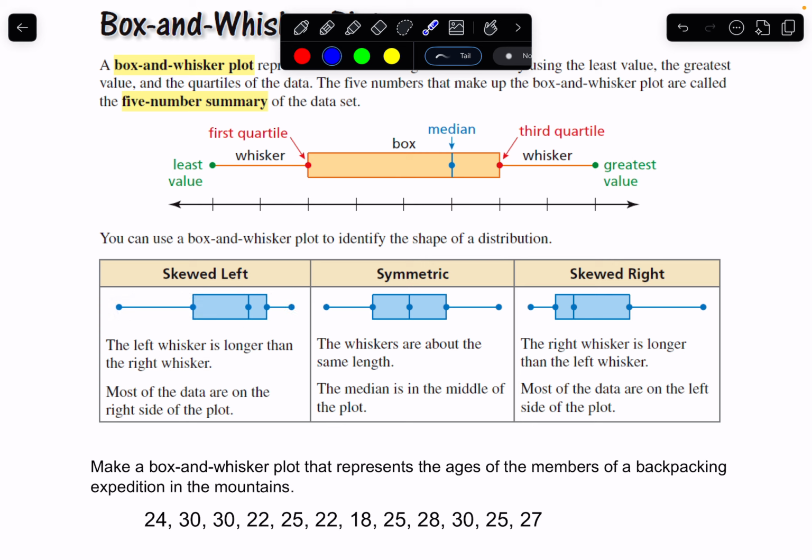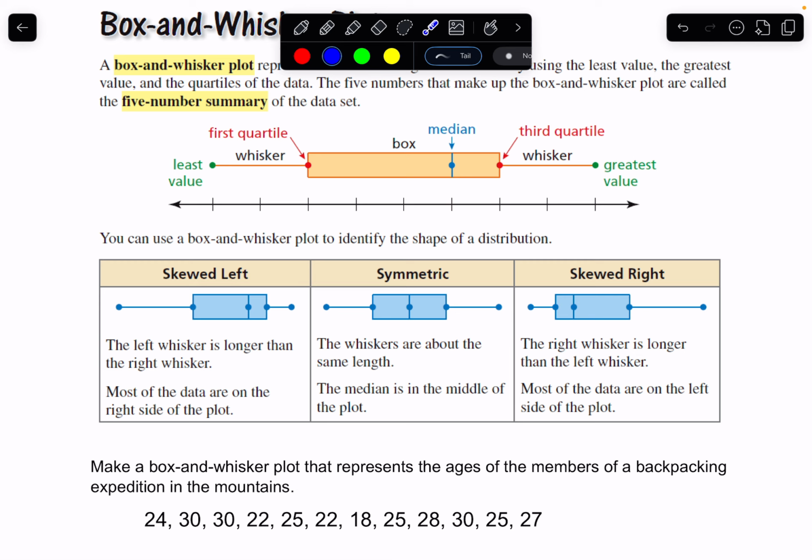We call that skewed left. If the whisker on the left is longer and the box on the left is longer, we call that skewed left. Skewed right means that there are data points to the right that are pulling the data to the right, and those sides of the graph are longer than the left side. So that would be called skewed right.